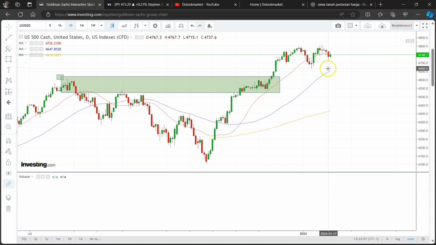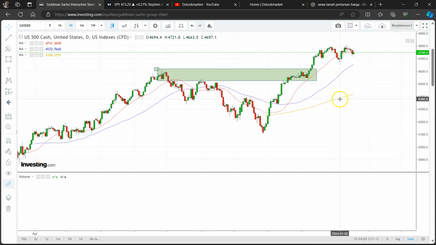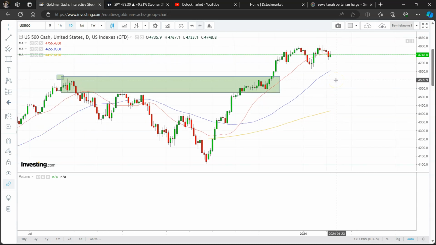Now one good thing about this is the market is still above the 50-day moving average. So there is some midterm bullishness in it, but if the market drops below the area here, we might suffer a double top here, which might bring the US market down to this area.